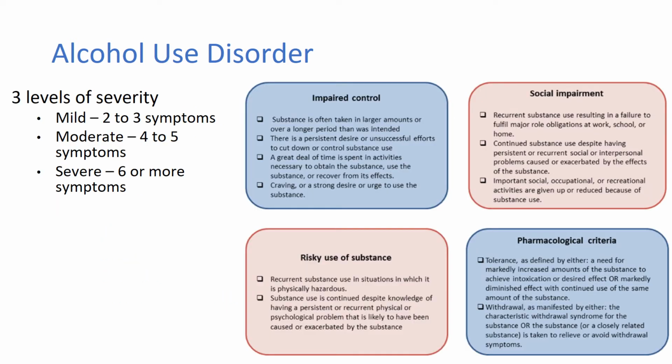Those categories on the last page are being broken down even further. There are 11 symptoms or criteria overall, dispersed between these 4 groups. And then we have 3 levels of severity for alcohol use disorder. We have a mild disorder, which is only 2 or 3 symptoms, a moderate disorder, which is 4 to 5 symptoms, and then severe is defined as 6 or more symptoms.